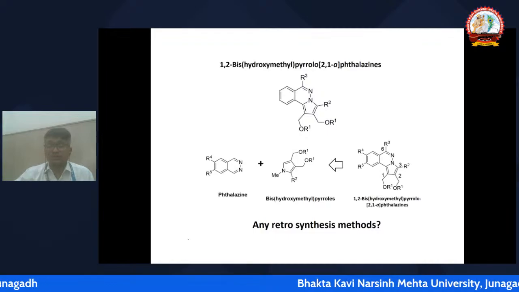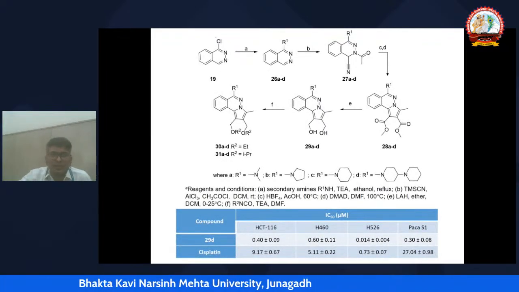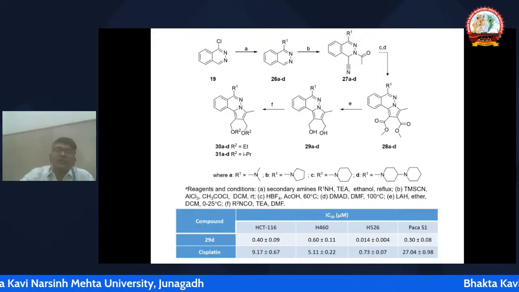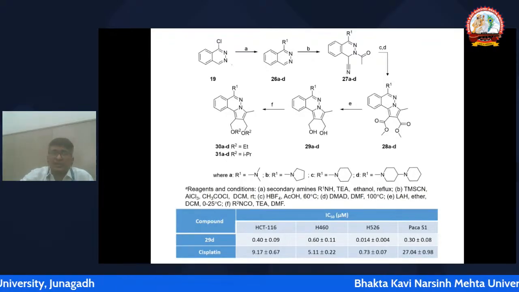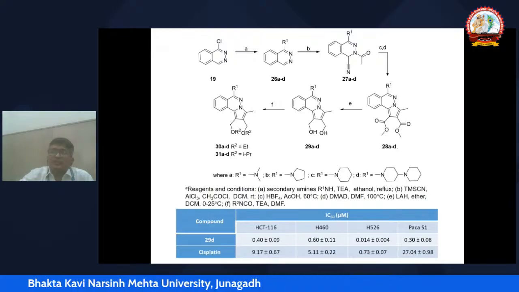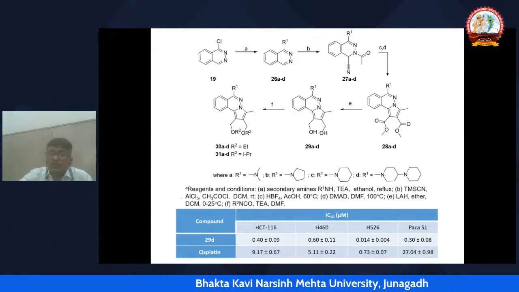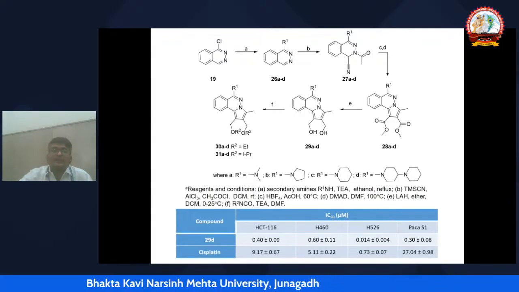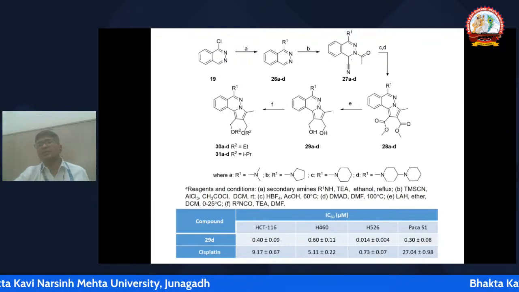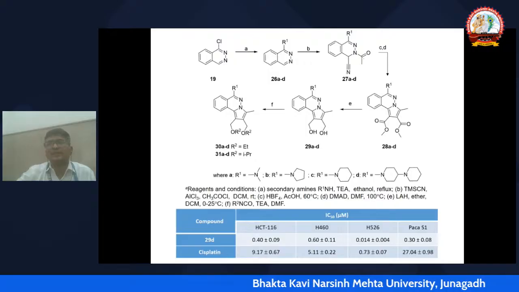So we have proposed particular schemes starting with the phthalazine molecules, meaning the chlorophthalazine molecules. First, in the first slide, the chlorophthalazine is replaced with secondary amines, different types of secondary amines. Then compound 26A2D reacts with TMSCN in the presence of the Lewis acid AlCl3 and acetyl chloride. So it gives a cyano derivative nearby the nitrogen atom as well as an acetyl group on the nitrogen atom.